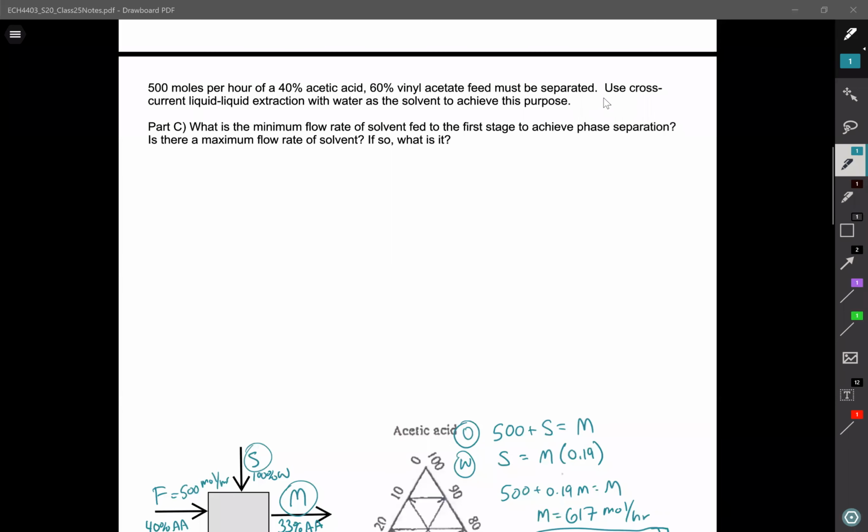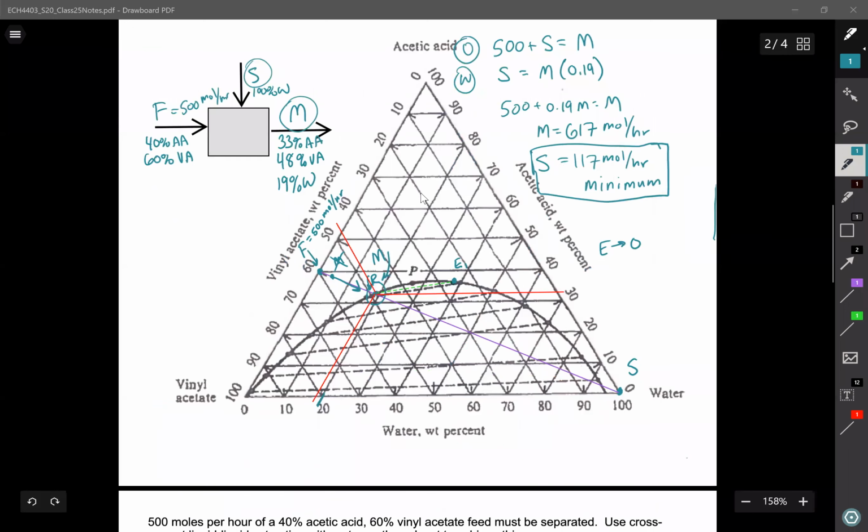I ended the last video a little bit abruptly. I didn't even get to my other point, which is that there is a maximum flow rate of solvent that exists as well. So I'm not going to solve for it. I'm just going to show you that if you add so much water that you keep moving along this mixing line all the way until you reach the other side, you can't actually add too much solvent as well.